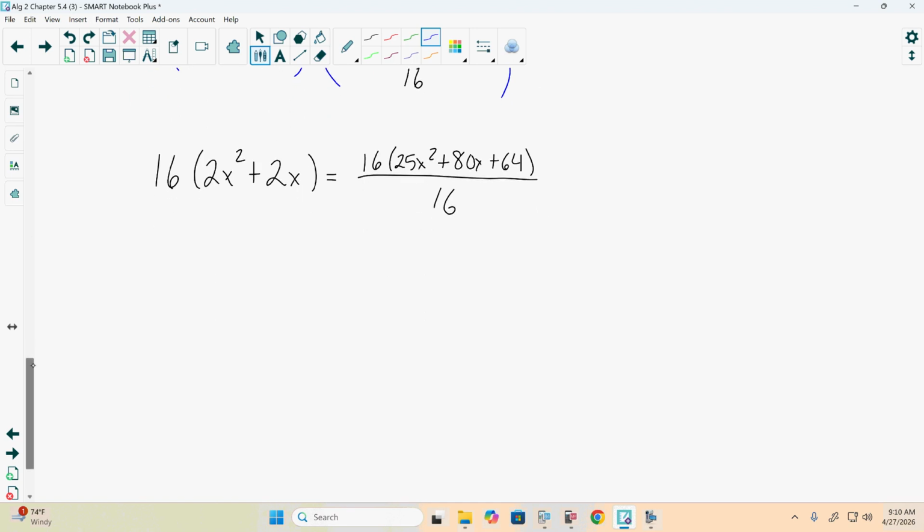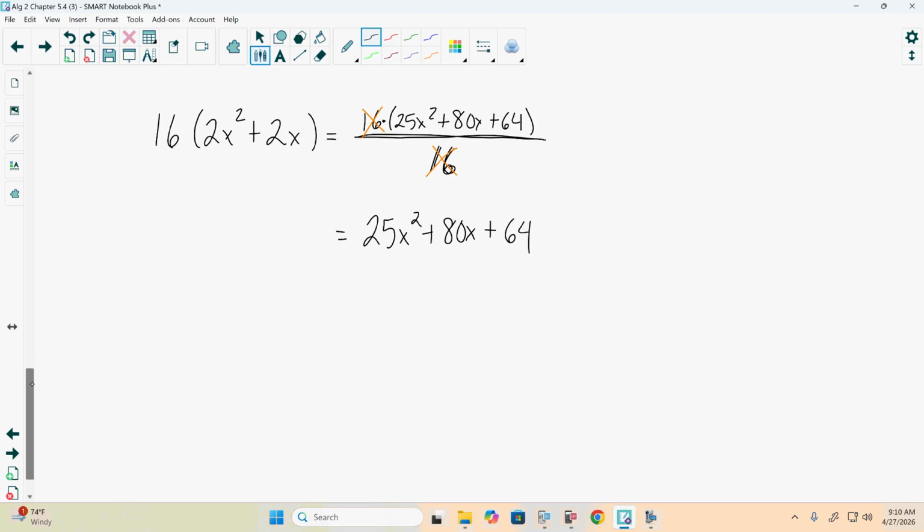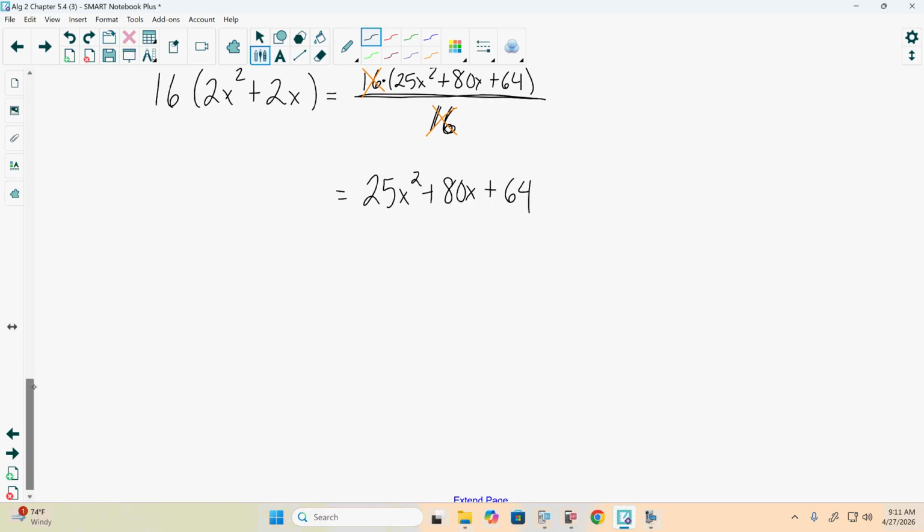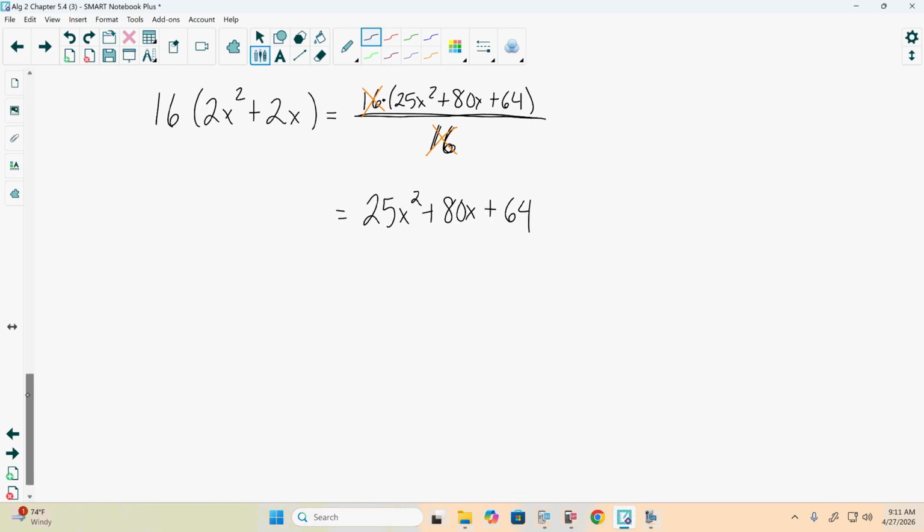However, because we do have a product on top, and it's all being divided by this 16, our 16 divided by 16 would simplify out, leaving us with just 25x squared plus 80x plus 64. So this gives us an expression without a division. But we also have to do this distributing on the left-hand side. 16 times 2x squared is going to be 32x squared. 16 times 2x is going to be plus 32x.